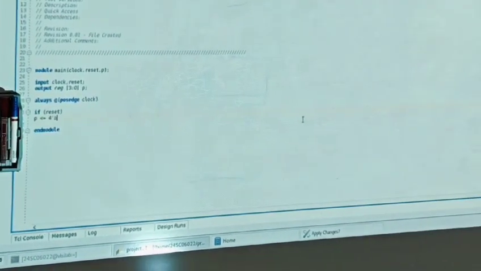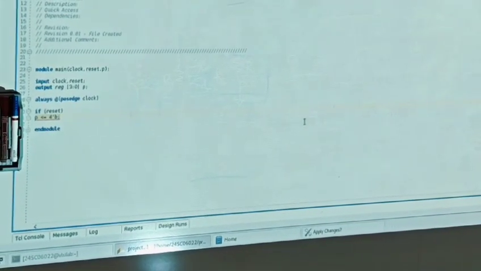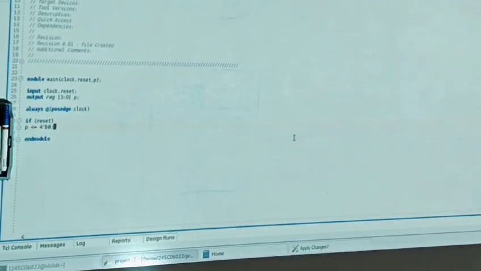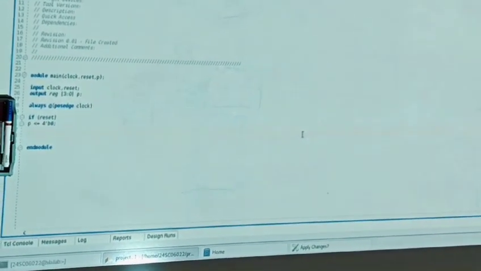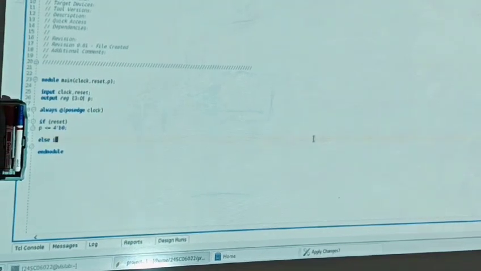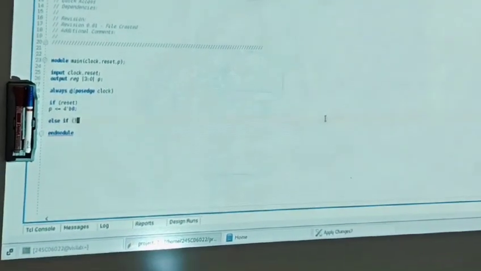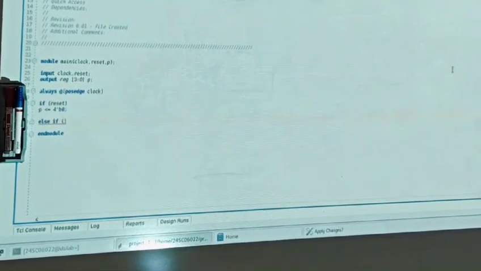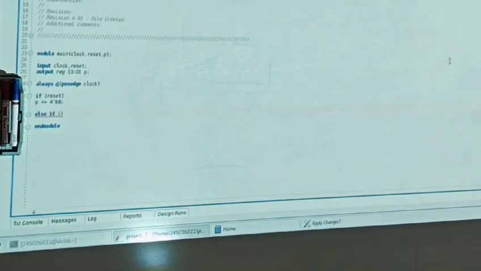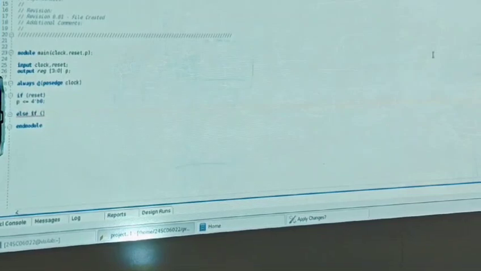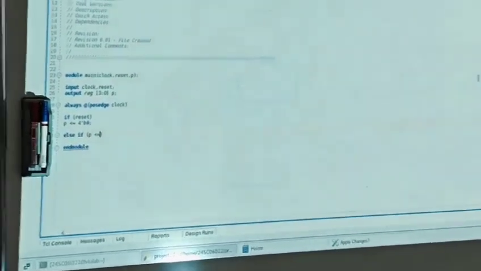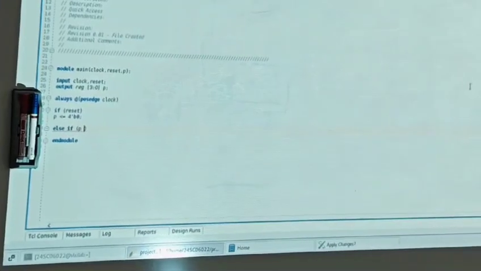So after module, after the P bracket closes, there should be a semicolon. Semicolon is important. Then comes input clock comma reset semicolon. Clock is a 1-bit input, reset is a 1-bit input. So basically, they are input clock comma reset. You could have written input clock semicolon, next line input reset semicolon, that also you can do, or you can just list it out.